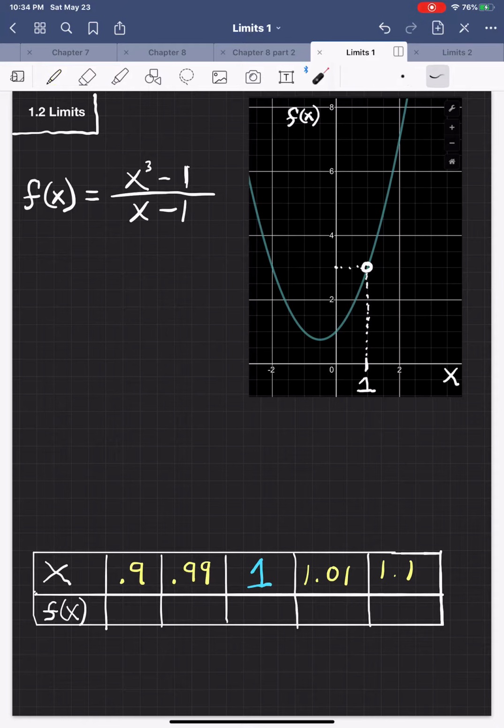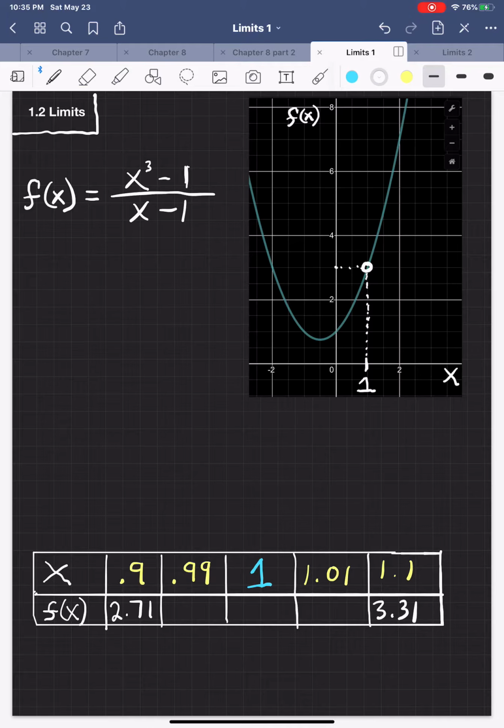So now let me pose the question. Let's take 0.9. Are there any restrictions with plugging 0.9 into this function? Well, no. I mean, we can't plug in 1, but we can plug in anything else, correct? So assuming my math is correct, if I plug 0.9 in, you should get back out 2.71. All right, well, what if we plugged in $1.10? So we should get back out 3.31.